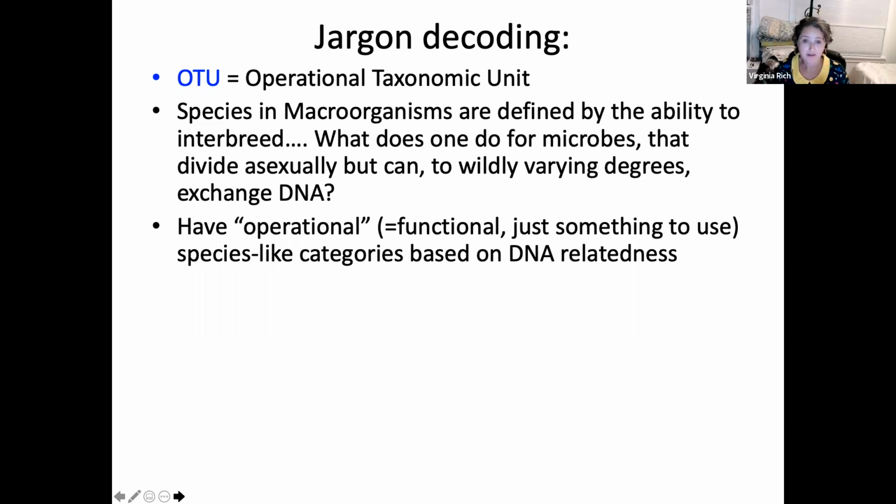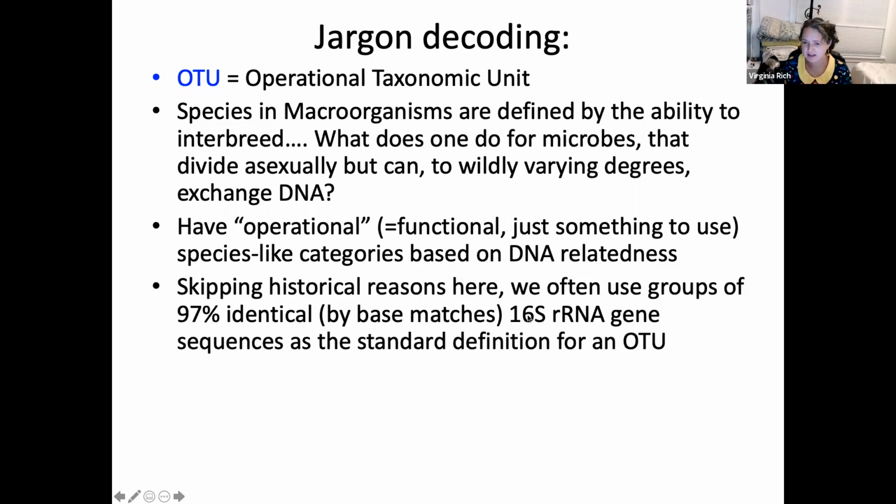For things that you can grow in the lab, you can describe a species based on a shared phenotype that you care about, the ability to infect a person, the ability to transform a particular contaminant, etc. But in general, species are squishy for microbes. So skipping the historical reasons for why this is true, we usually use 97% identity as a standard definition for what an OTU is. And that identity means the sequence identity, the similarity, how identical it is, of 16S RNA gene sequences between two organisms. If those are 97% identical or more, we're going to lump them into the same OTU.